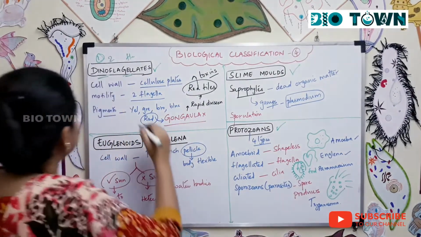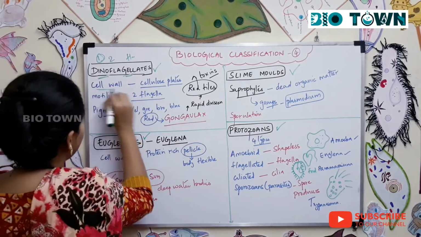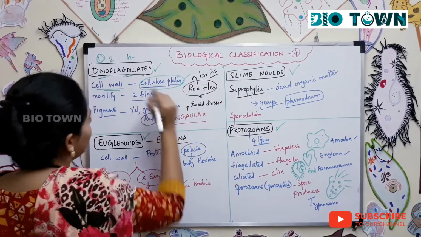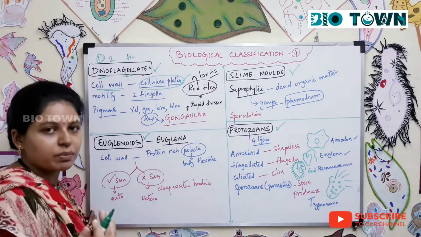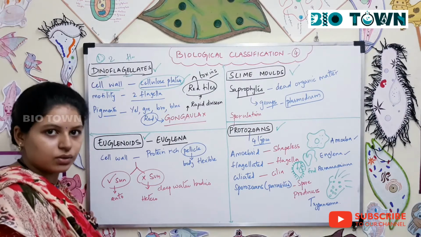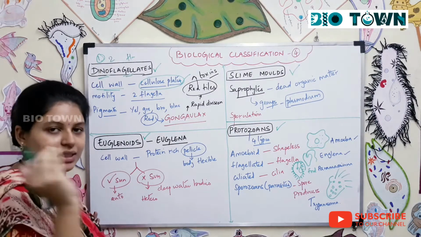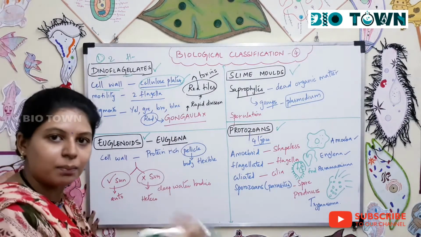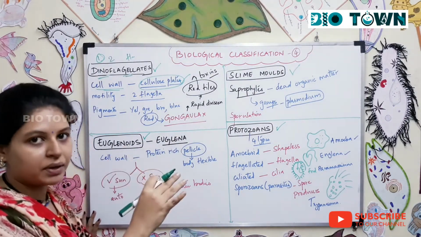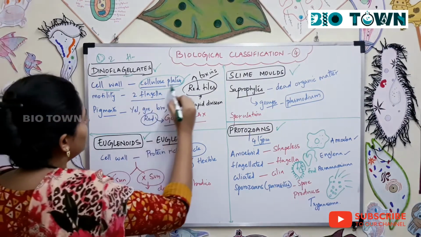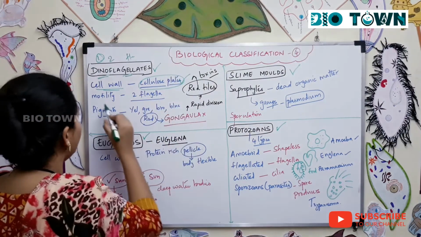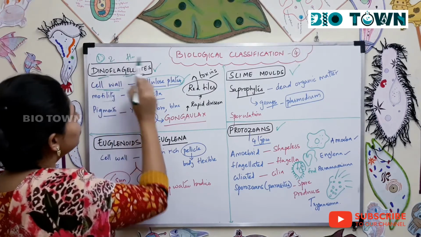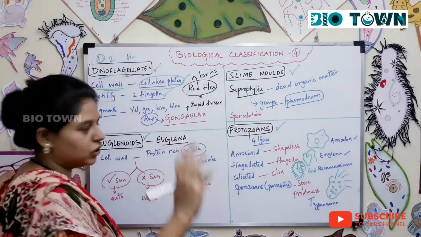Alright? Now first we'll talk about the cell wall. The cell wall is made up of cellulose plates, as in a plant tissue which is made up of plant cells made of cellulose, right? High amount of cellulose. See, they are all confusing features. That's why they were first placed under plants, then animals, and then into a separate kingdom. So first, the cell wall is made up of cellulose plates. And now motility, as the name suggests, dinoflagellates possess 2 flagella.